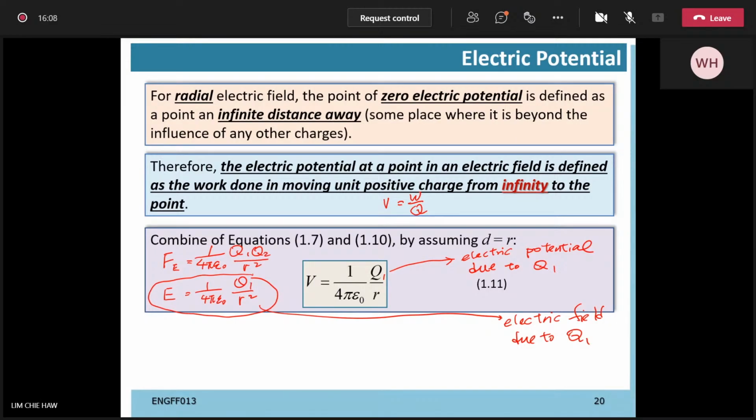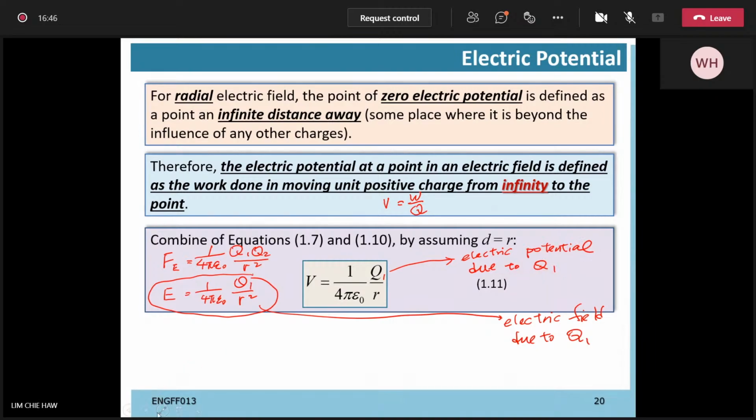So I hope you don't mix up these three equations, because it's quite common in the exam for students to apply the wrong formula. You must recognize F is the force, E is the electric field, and V is the electric potential. Look, we have the Q1 up there, so this is the electric field due to Q1. And this equation for the electric potential tells you that this is the electric potential due to Q1.